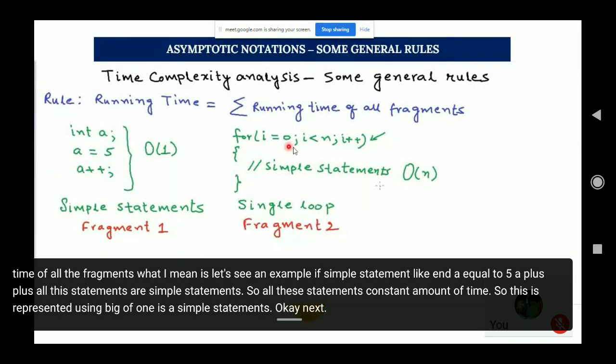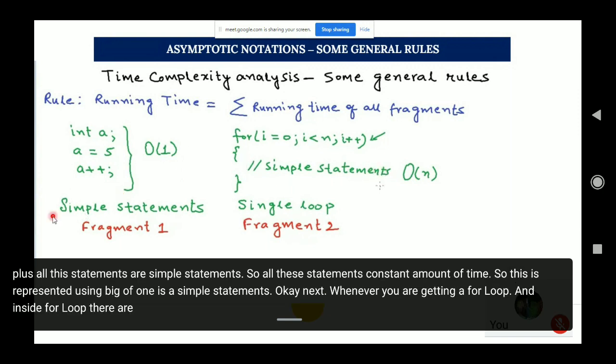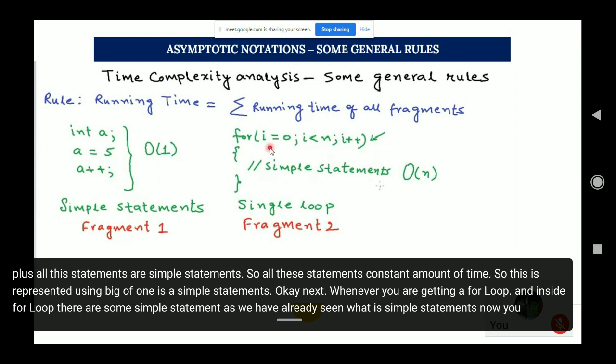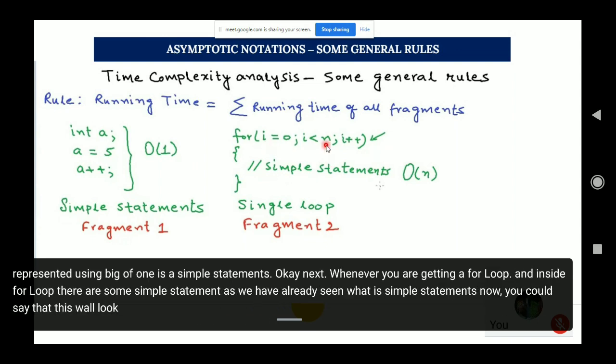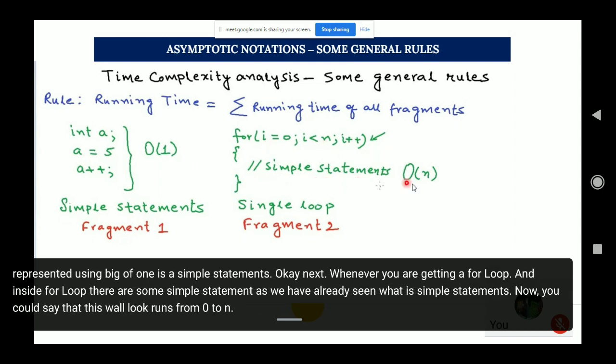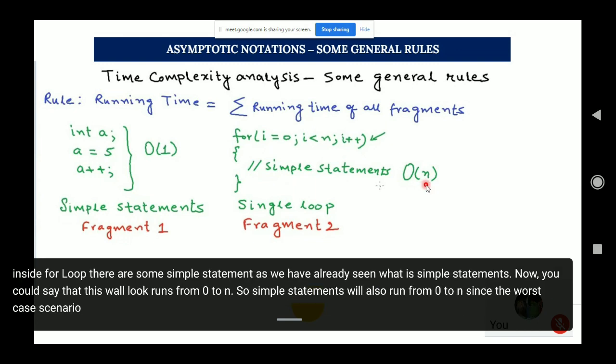Whenever you get a for loop, and inside the for loop there are some simple statements, as we have already seen what simple statements are, you could say that this for loop runs from 0 to n. So the simple statements will also run from 0 to n. So in the worst case scenario, its running time complexity is big O of n.